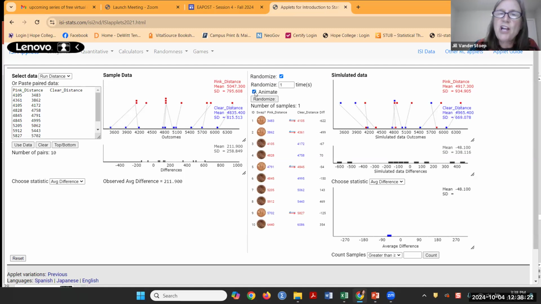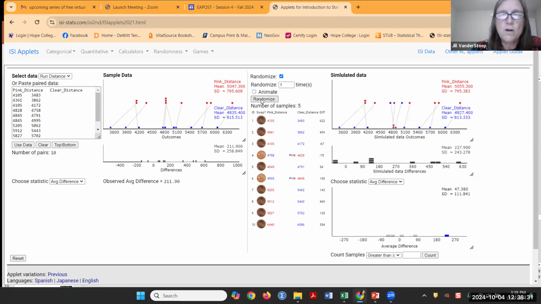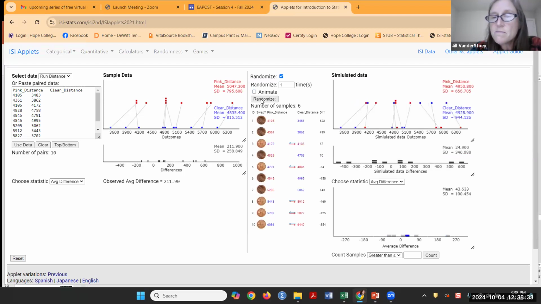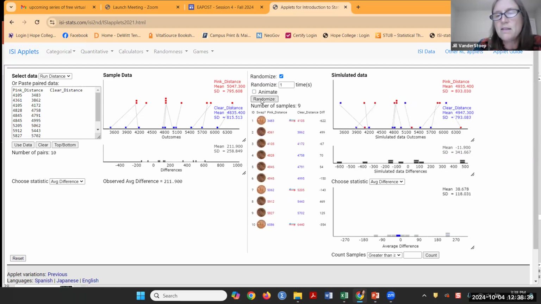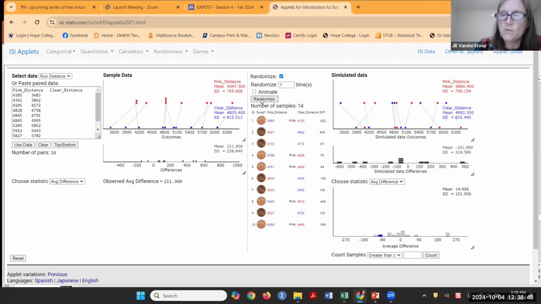And you can uncheck animate, and I do like to build up that distribution for the students, one simulated statistic at a time. One of the questions that I do ask them is, what does one, I guess it's not really a dot here, it's more of a square, in this distribution represent? So why don't you answer that? Go to your chat. What does one of these squares represent?